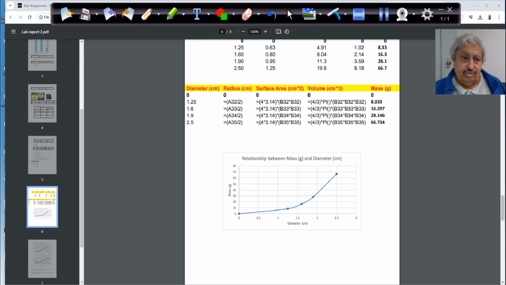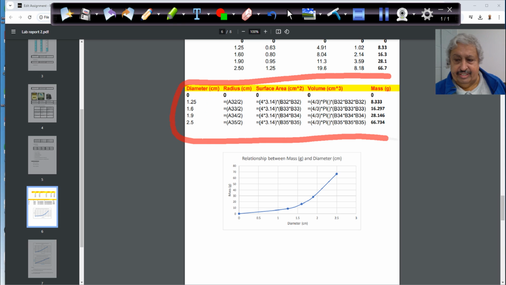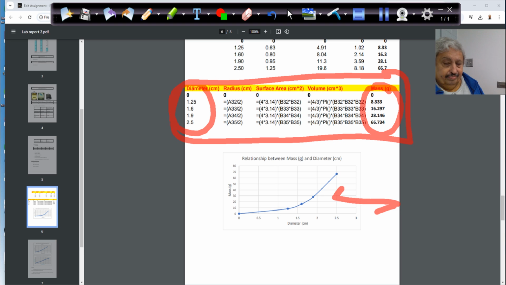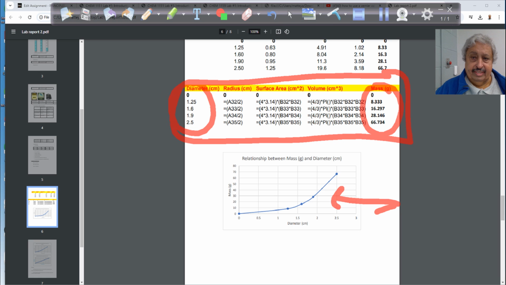After having this table in Excel, you will have the relationship between mass and diameter. This one here and this one here. This is the curve here, correct? Second, let's do the second one.